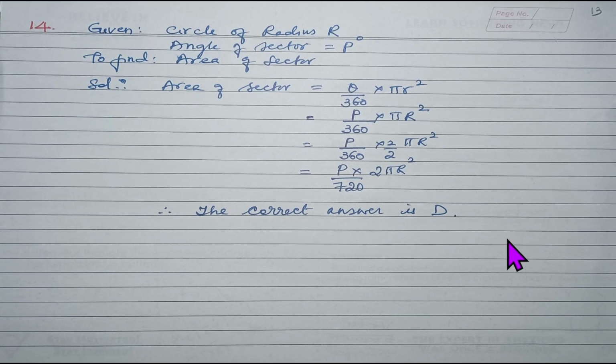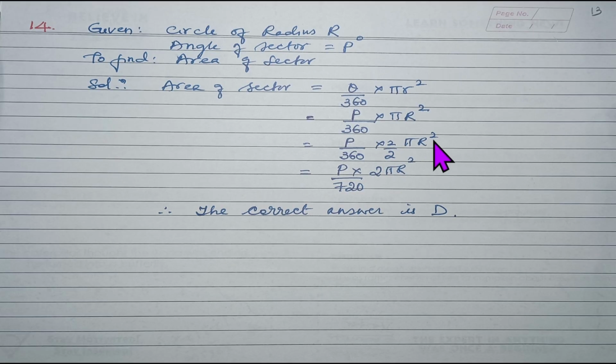Now coming to the next example, we are given a circle of radius r here, and the angle of the sector is p degrees. We have to find the area of the sector. We know that area of sector is equal to theta by 360 into pi r square, and theta is given as p here, so it is p by 360 into pi r square.